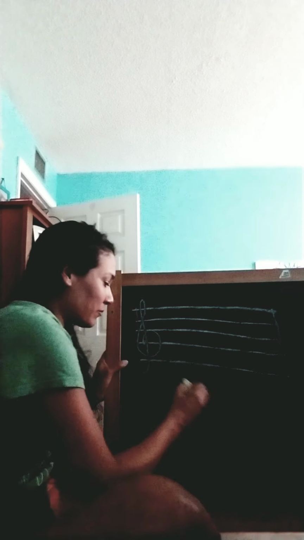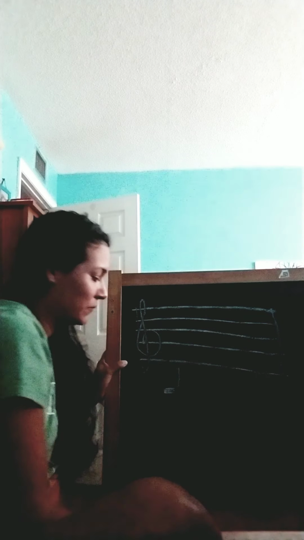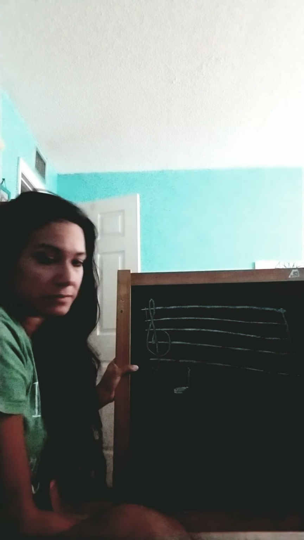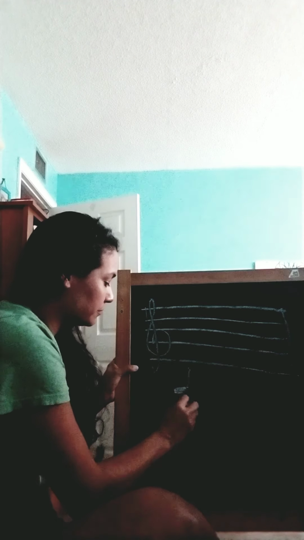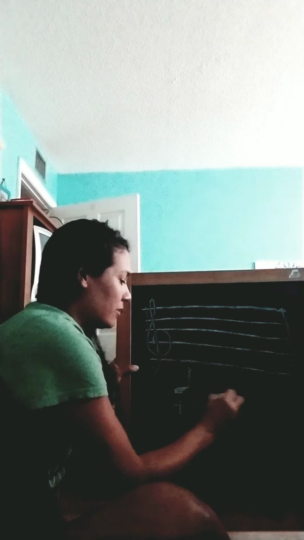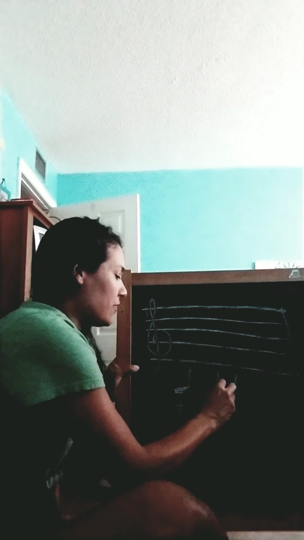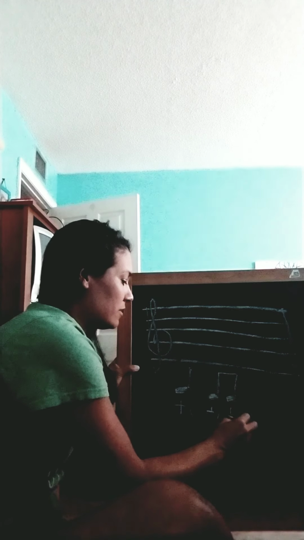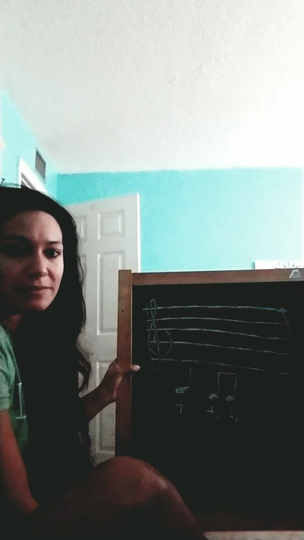Let me go over some of the notes with you. Here's a quarter note. Hope you can see that. It's filled in the middle. When we see a quarter note, we say ta. Here is a set of eighth notes. When we see eighth notes, we say ti.